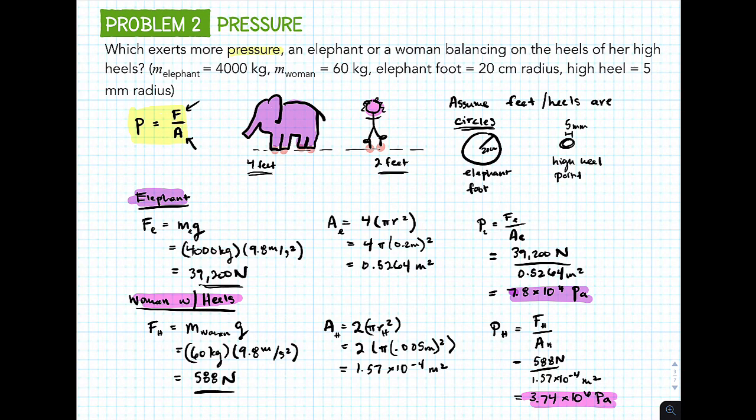Now we just have to decide which one of these is bigger. Well, 10 to the 6th is bigger than 10 to the 4th. So this means that the larger amount of pressure is exerted by the heels. So getting stepped on by a stiletto is more painful and more horrifying because there's more pressure than being stepped on by an elephant, just for reference, in case you need to know that.